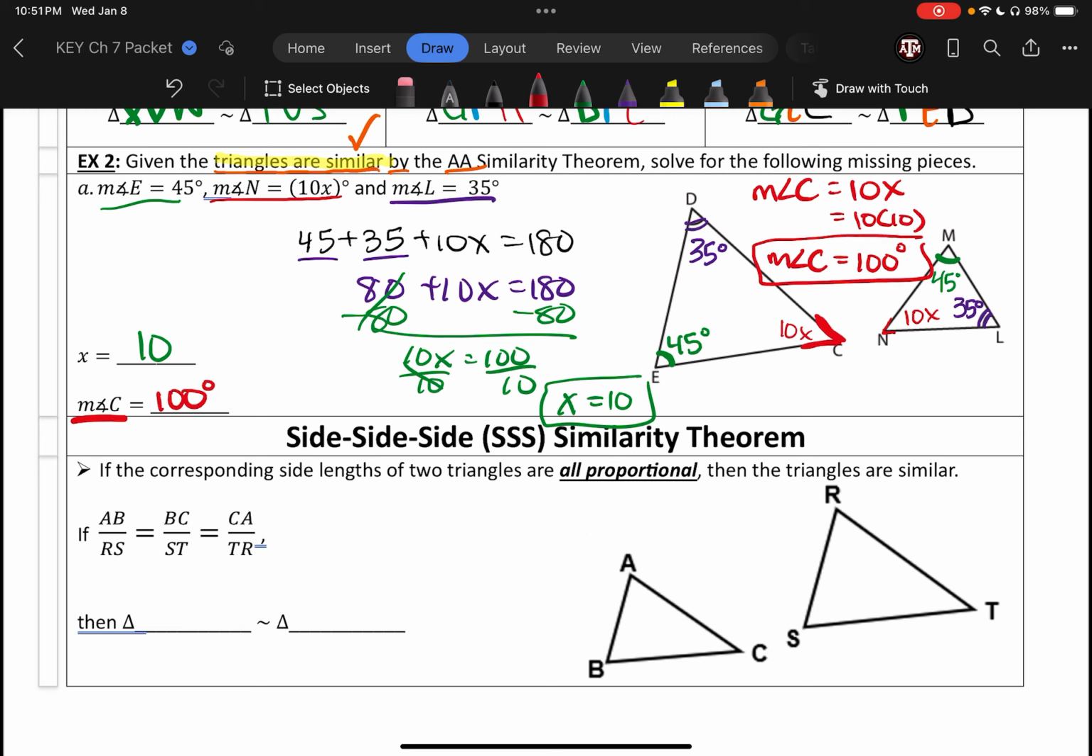And that finishes up that example. Now let's take a look at the next similarity theorem we have. What is another way that we can show that two triangles are similar? And believe it or not, you already did this yesterday. We just didn't call it side, side, side.